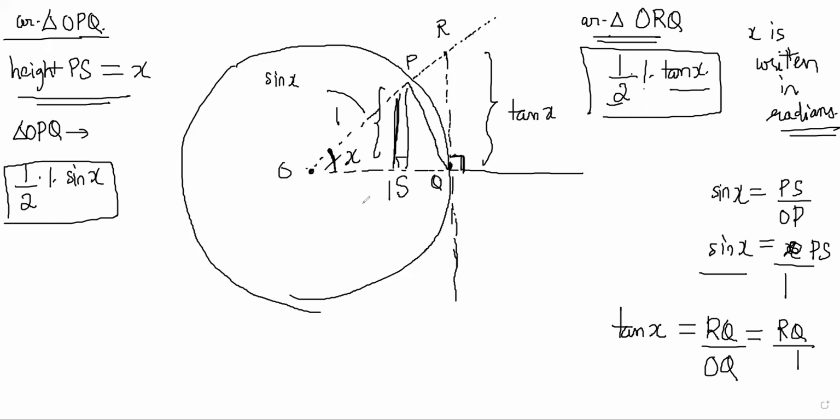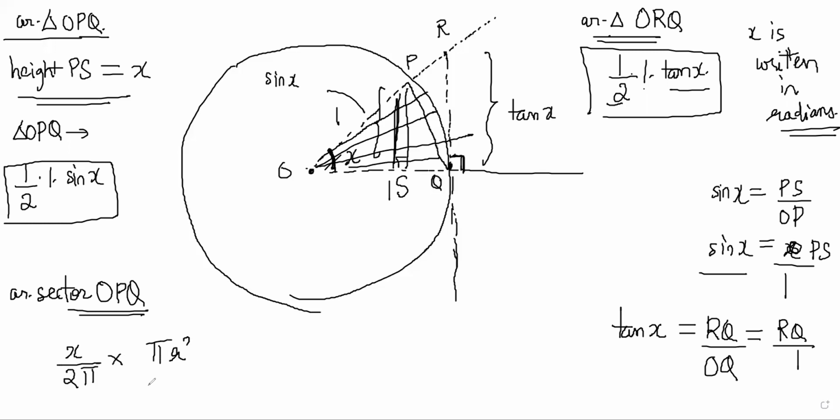Okay. What is the area of sector OPQ? Do you know what the meaning of a sector is? Sector is this portion of the circle, the area till here, right? Till here. So that sector area will clearly depend on the angle that it makes at the center, right? So I will write it like this: x by 2 pi into pi r square. You understand why this is correct?